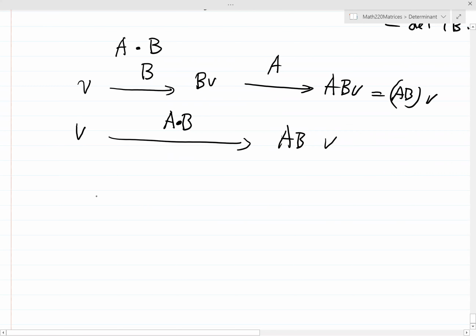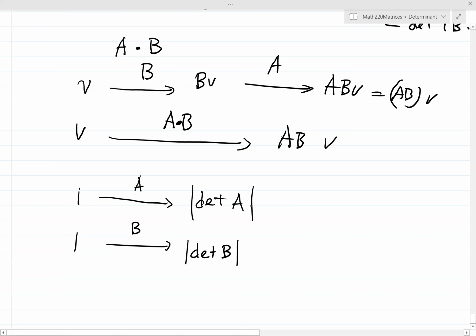If you think about this idea, what A does is change the area of the unit square by the determinant of A. Now B, you change it, and you get the determinant of B. So the composition should multiply. In terms of area.